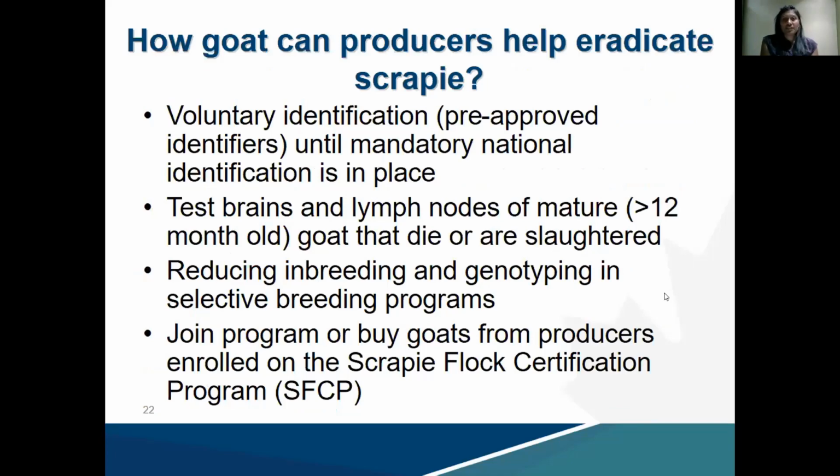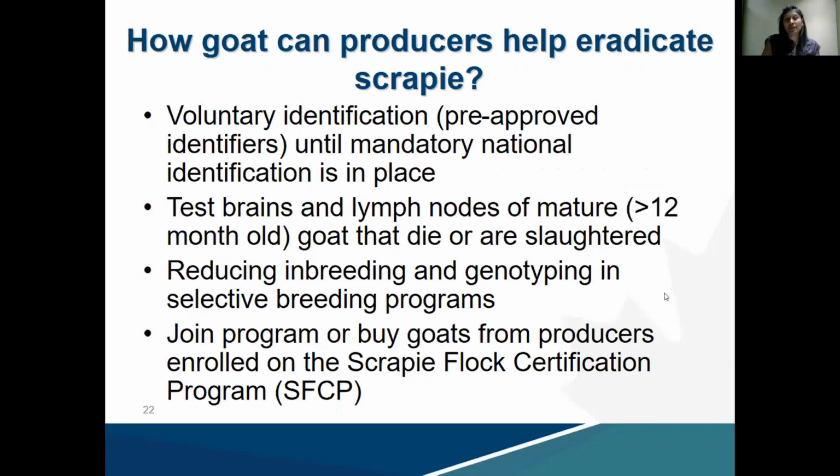As producers, how can you help to eradicate scrapie? Here are a few ways. Very, very important. In order for us to test animals, one of the things that's going to help us trace that positive animal back is we need to be able to identify them. So while a mandatory national ID isn't in place, it was unfortunately delayed due to COVID. It was supposed to be on the books for this year. I think it will be next year now.